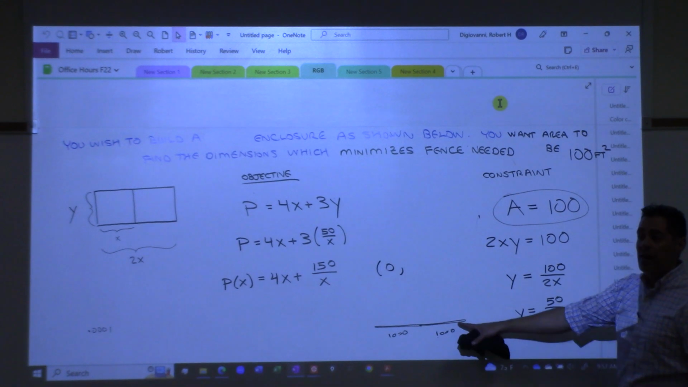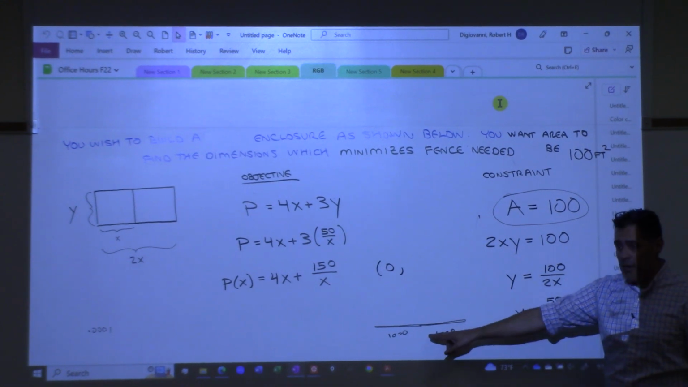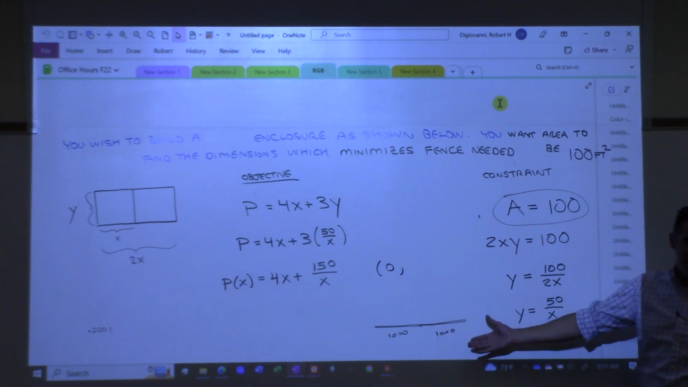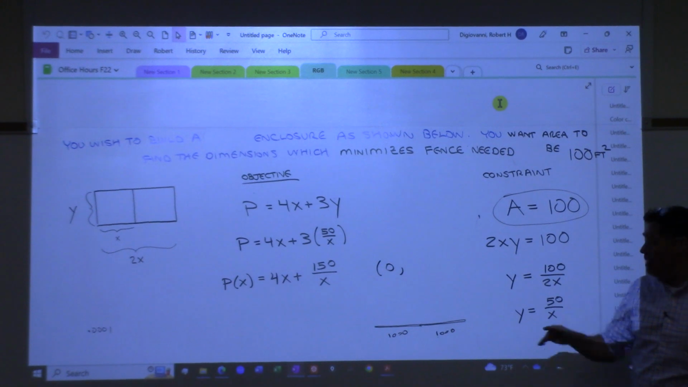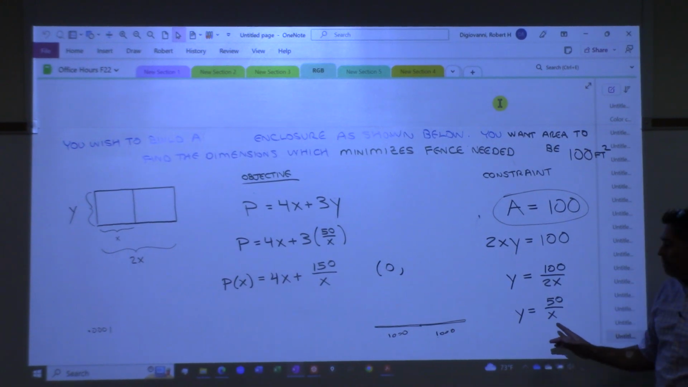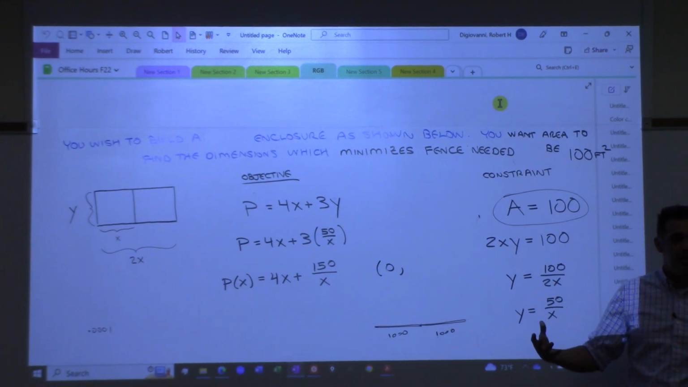Like that. And it would have an area of 100, right? It would still have an area of 100, but it's not really feasible to do that. It doesn't make sense to do that. But there is no restriction on how big x can be. X could be 1,000,000. 50 divided by 1,000,000 is still a number, right? So there's no restriction on the x here.